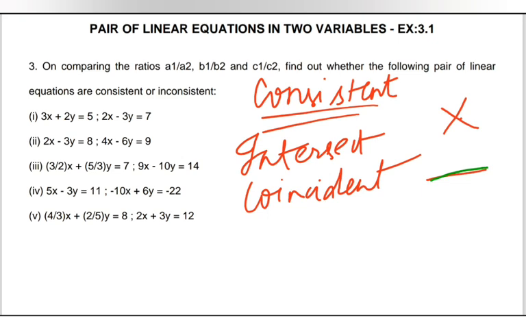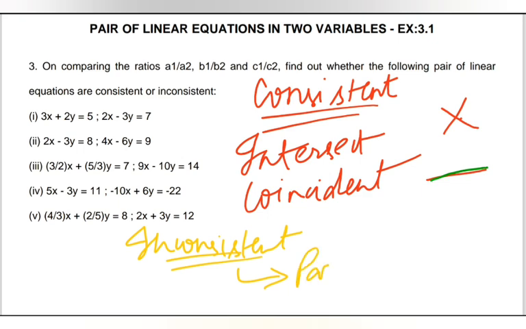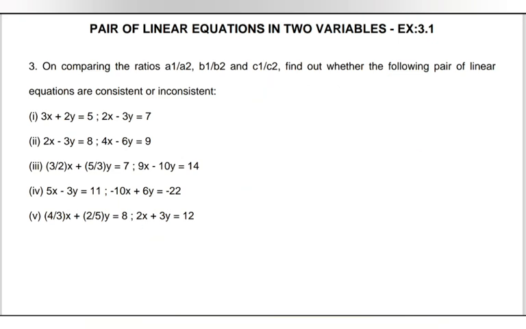For inconsistent, we will be taking only parallel lines, because there is no solution for parallel lines. Both pass parallelly. They won't meet at any point. So there is no solution for parallel, so it is inconsistent. So let's go to the sum.